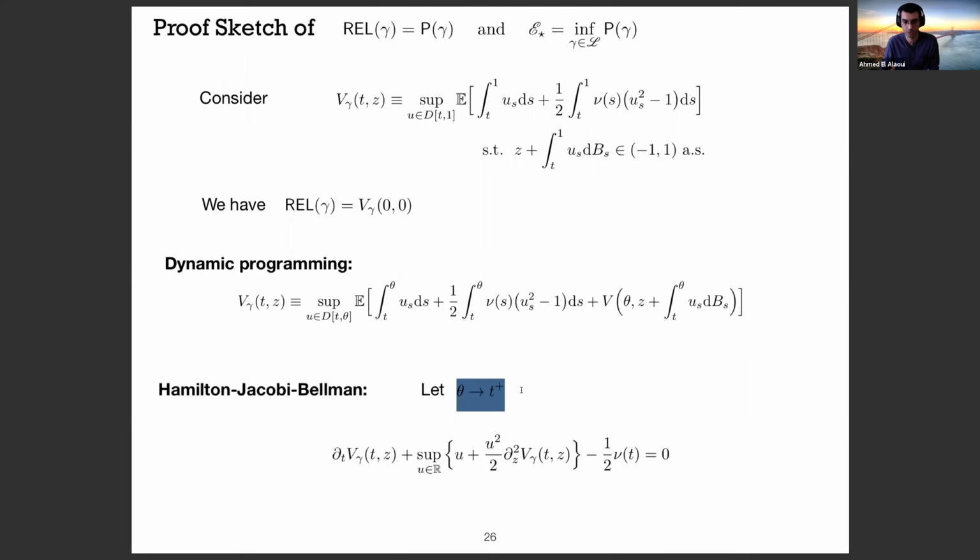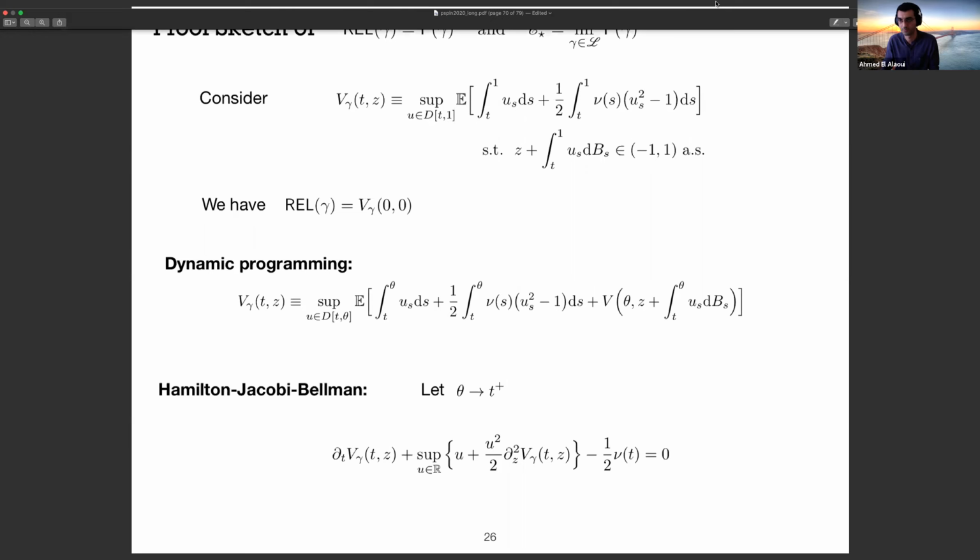Now I'm going to let theta go to t, and I'm going to divide by theta minus t to get the Hamilton-Jacobi-Bellman equation. At least this is all formal. None of this stuff is rigorous, by the way. You take theta to t, then you have to apply Ito's formula on this term, where you're going to get the time derivative and the second derivative that corresponds to the Ito term. And the supremum will just reduce to a supremum over univariate real parameters u, and it'll give you a PDE that looks like this.